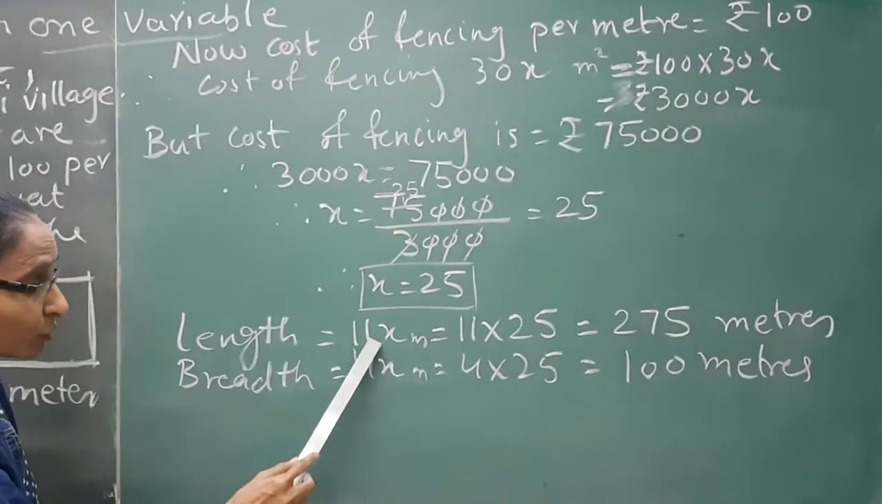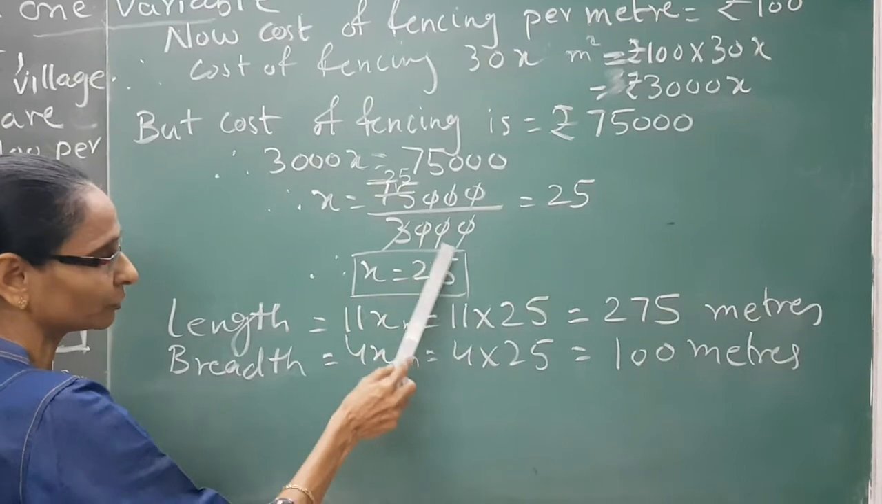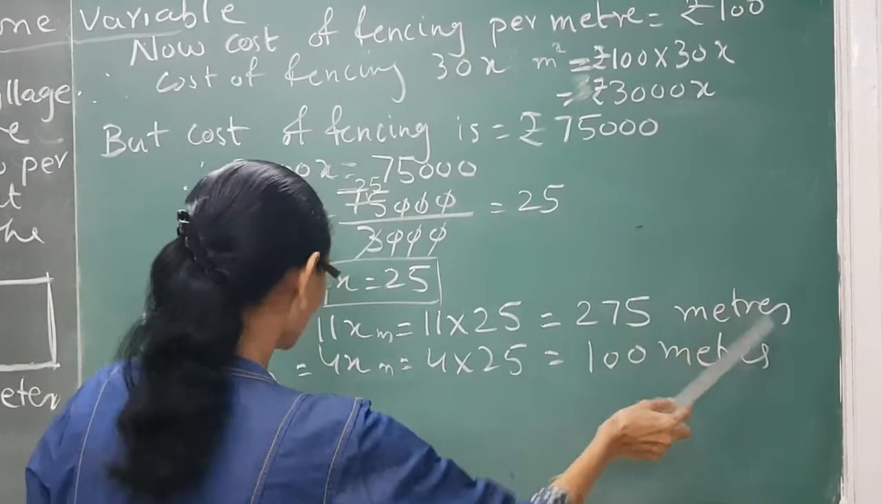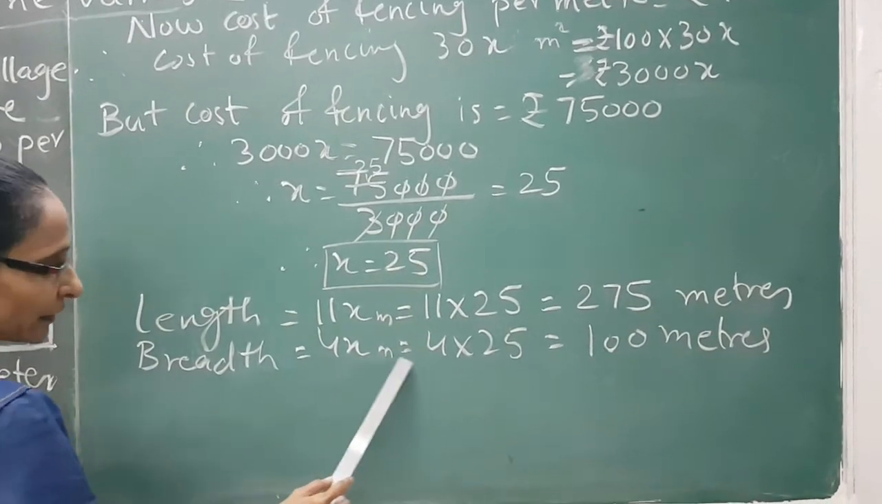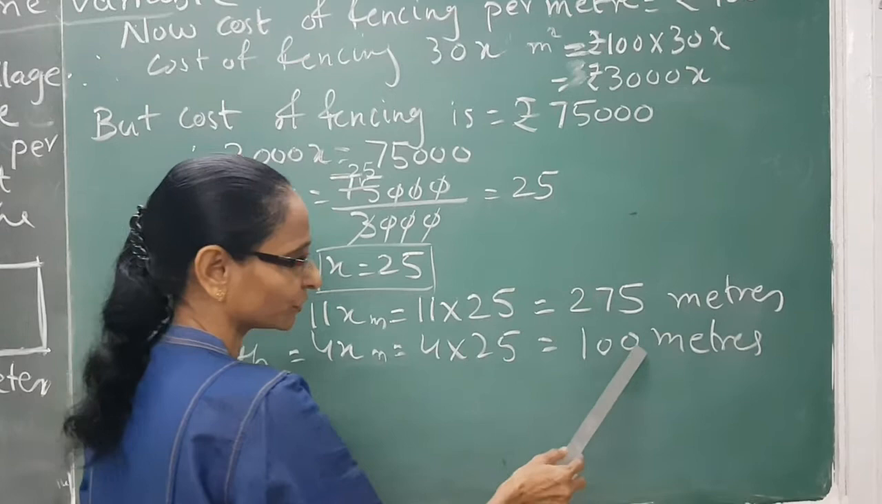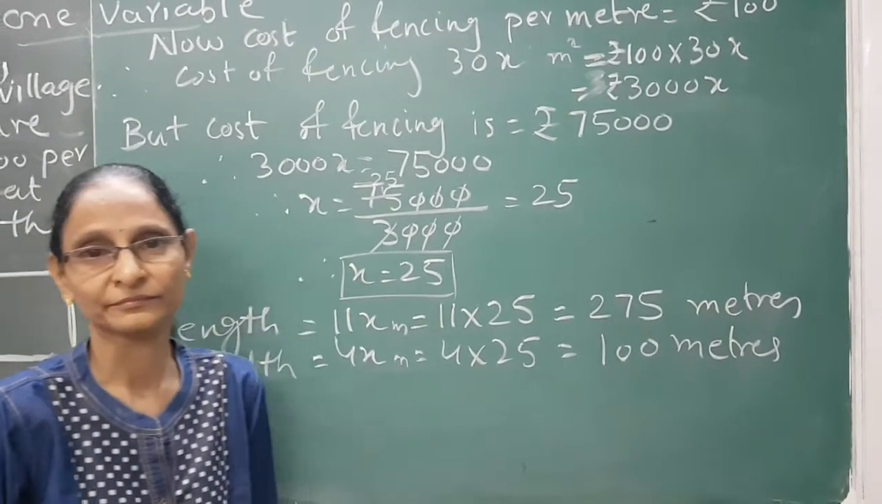Therefore, length is equal to what? 11x. So, 11 into 25, where 25 is the value of x. So, 11 into 25 is 275 meters. And breadth is 4x. So 4 into 25 is 100 meters.